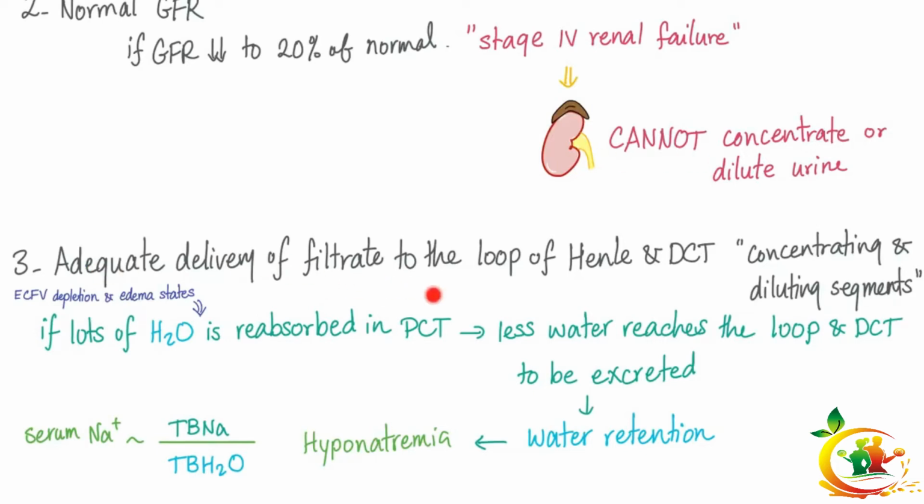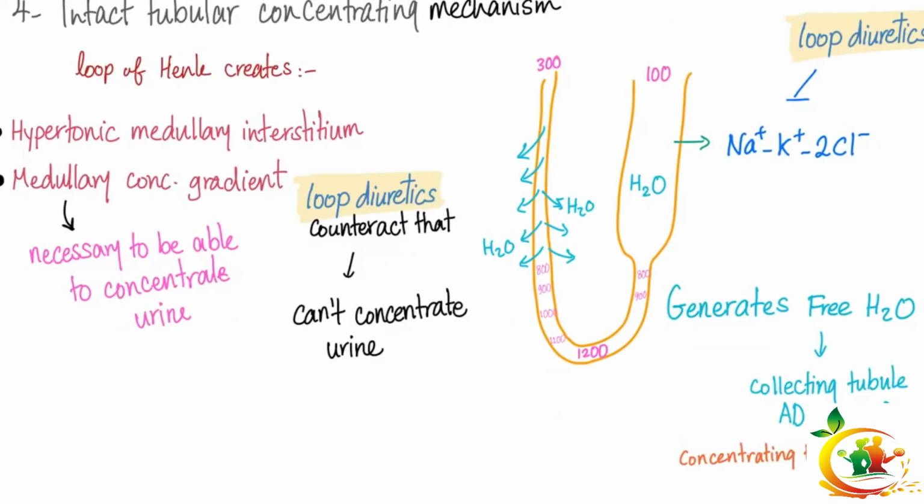Third, adequate delivery of the filtrate to the loop of Henle and the distal convoluted tubule. In case you have lots of water reabsorbed in the proximal tubule early on, this leaves less water to reach the loop and the distal convoluted tubule, so less water is being excreted. Water is being retained, leading to hyponatremia. If you remember the Silver equation, you have increased water retention and decreased serum sodium.